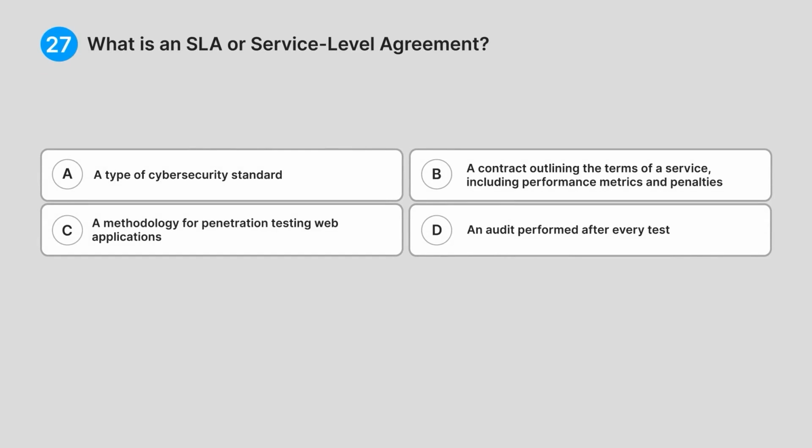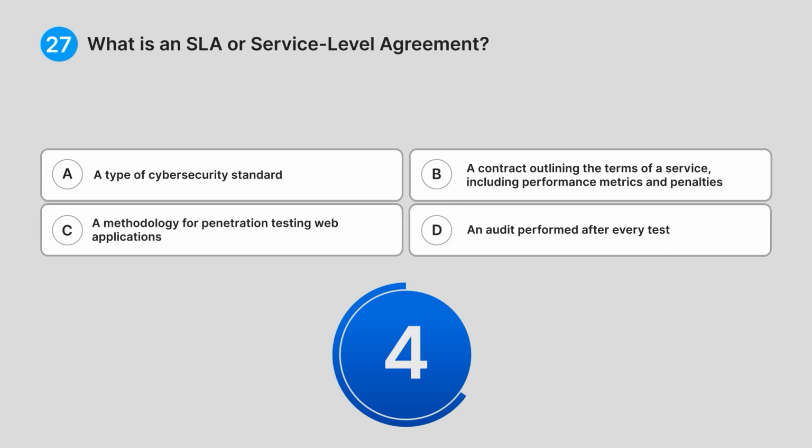27. What is an SLA or service level agreement? A, a type of cybersecurity standard. B, a contract outlining the terms of a service, including performance metrics and penalties. C, a methodology for penetration testing web applications. D, an audit performed after every test. What do you think is the answer?